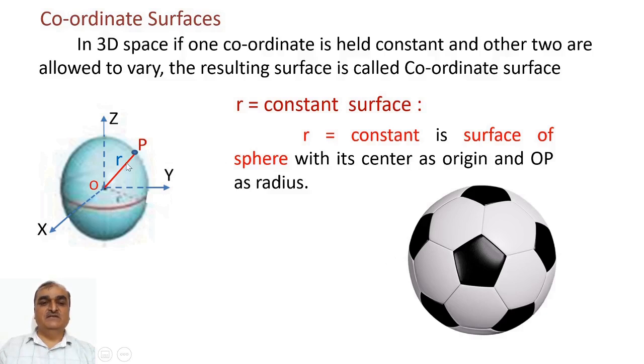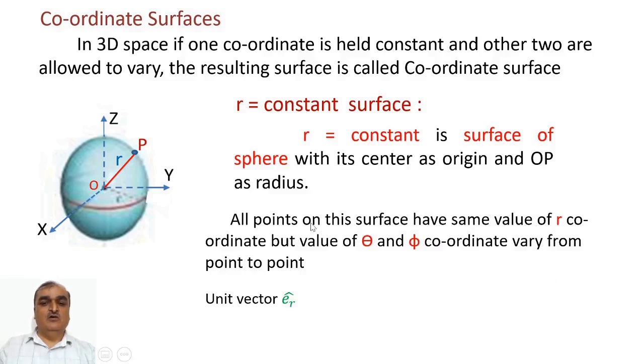In the same way, if r is held constant and we connect all points which are at a distance r from the origin, we get a spherical surface. That is, all points on this surface have the same value of the r coordinate, but the values of the theta and phi coordinates vary from point to point. Then what is the unit vector? This ER unit vector is normal to this spherical surface at point P. Now, what is the direction of ER? The direction of ER is the increasing direction of r. At point P, this is the increasing direction of r. Therefore, this is the direction of the unit vector ER.